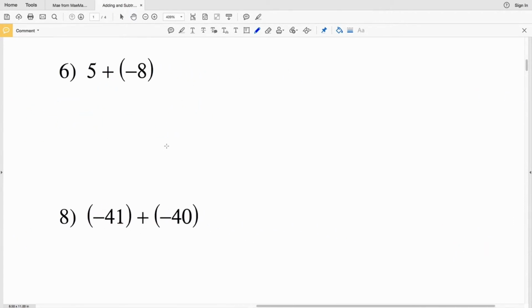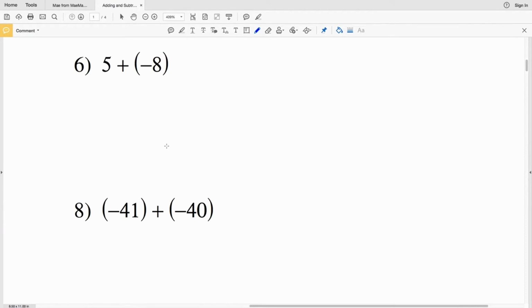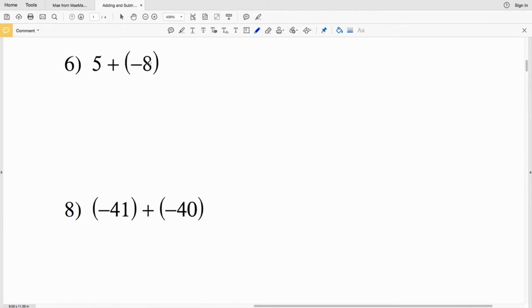For number 6, we have 5 plus negative 8. So adding a negative, we're really subtracting a positive, but since this 8 is greater than 5, we know we're going to wind up with a negative number, and this is going to be a negative 3, because we're starting at positive 5 and going to the left 8 units, so past 0 by 3 more units.